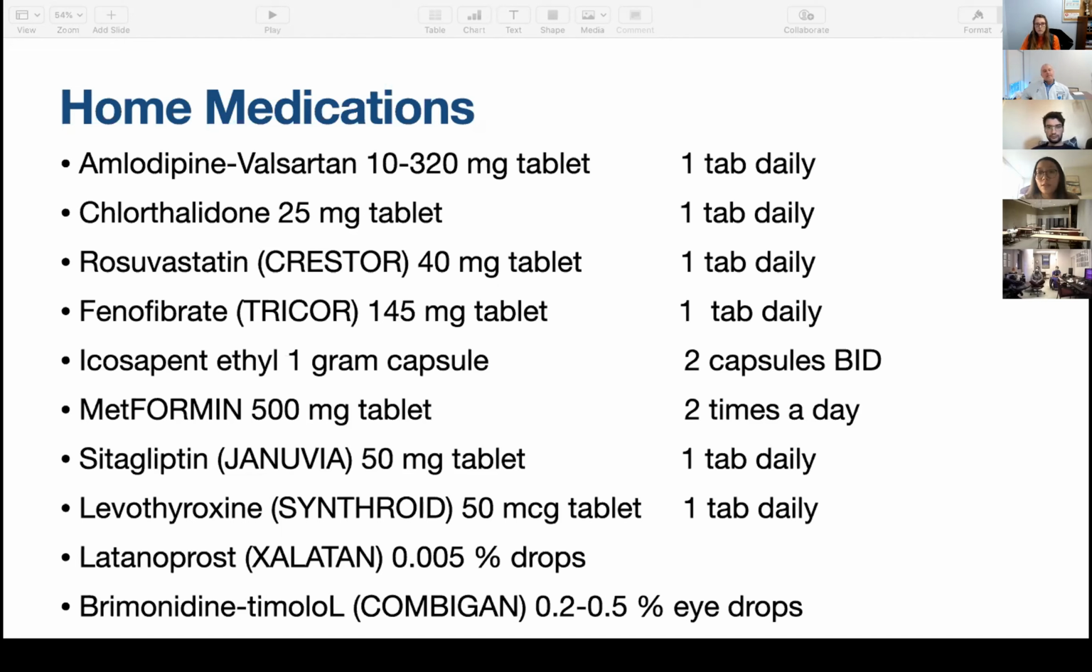We didn't get to do a formal review of systems because of his altered mental status, but he didn't have presentations like cough or shortness of breath. He was tachypneic and hypoxic during admission, but there was no active complaint of shortness of breath.